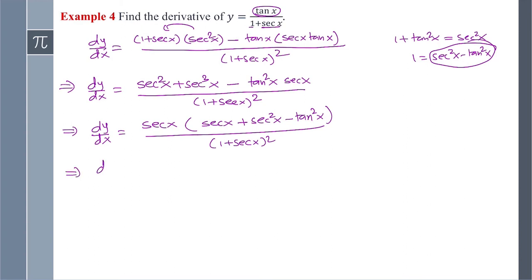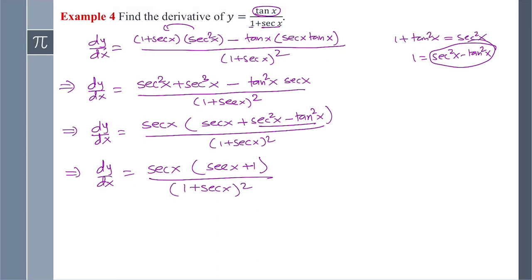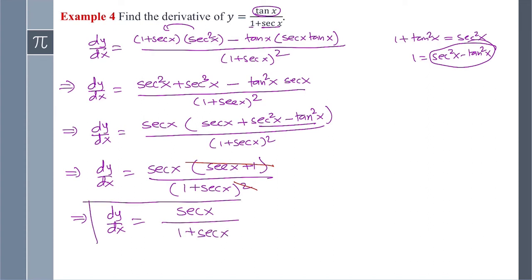So from here we get dy over dx equals secant x times secant x plus 1, divided by 1 plus secant x squared. Now we have a common factor in the numerator and denominator. We have 1 plus secant x in the numerator, and 1 plus secant x squared in the denominator, so one of these factors will cancel out. That means our derivative dy over dx equals secant x over 1 plus secant x. And then we'll just leave it right here.